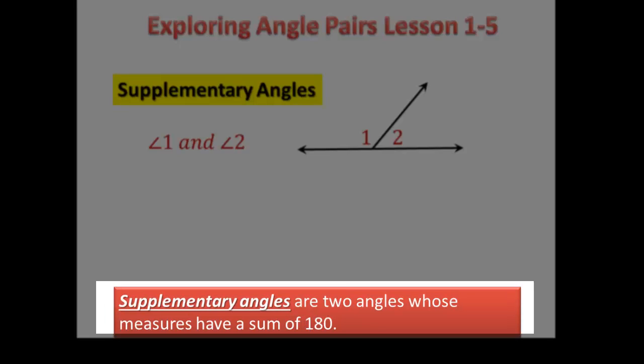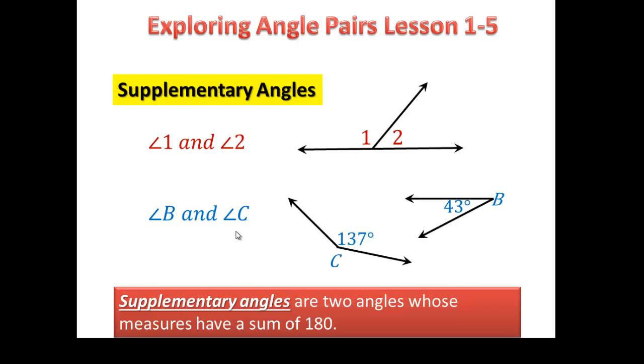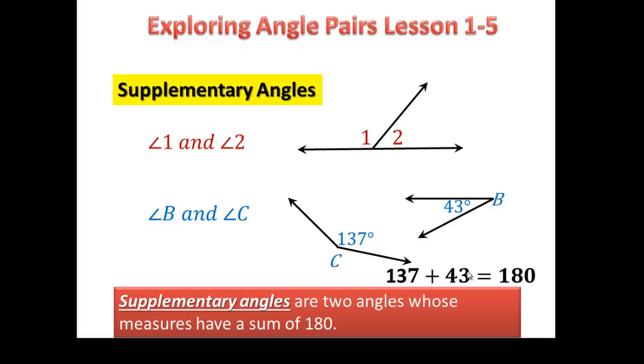Supplementary angles are two angles whose measures have a sum of 180. Taking a look at angle 1 and angle 2, well, these two angles form a straight line, and a straight line is always 180 degrees, so these angles have to add up to 180. Let's take a look at another example. Angle B and angle C, well, these again have a sum of 180, and just like in the previous example, angle 1 and angle 2 are adjacent, and angle B and angle C are non-adjacent. It doesn't matter as long as it fits the definition.